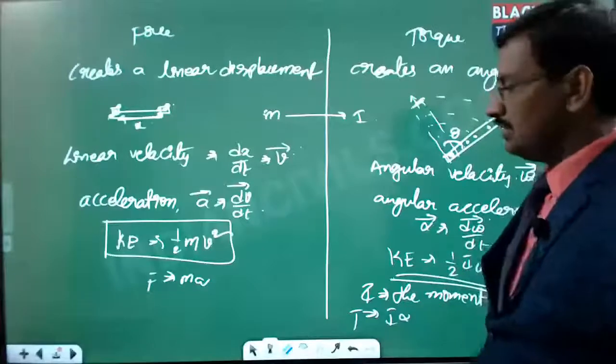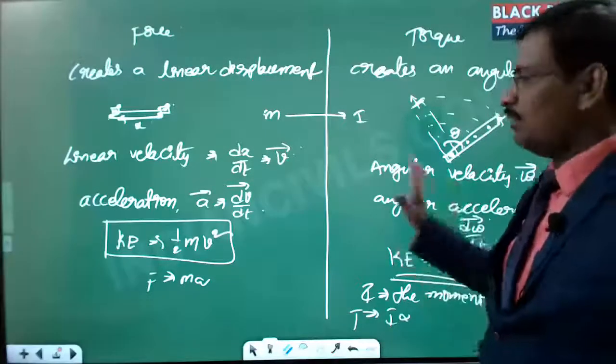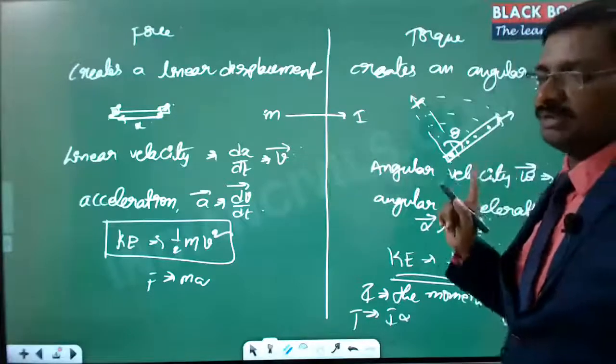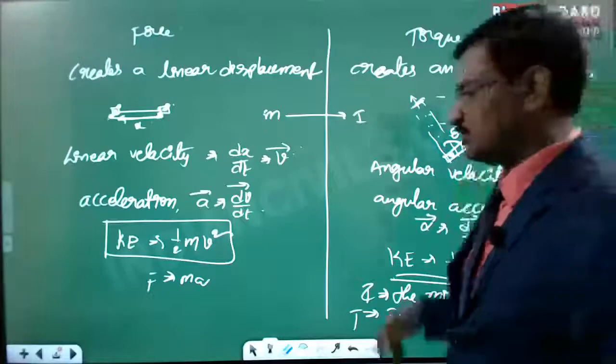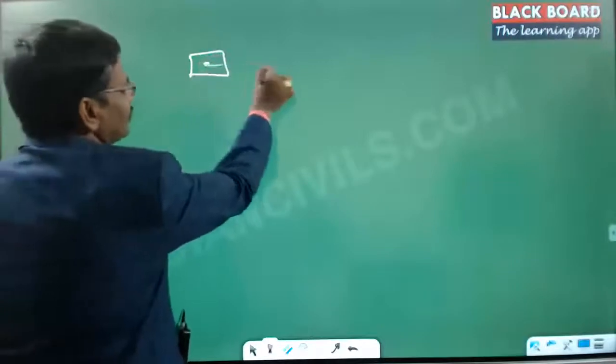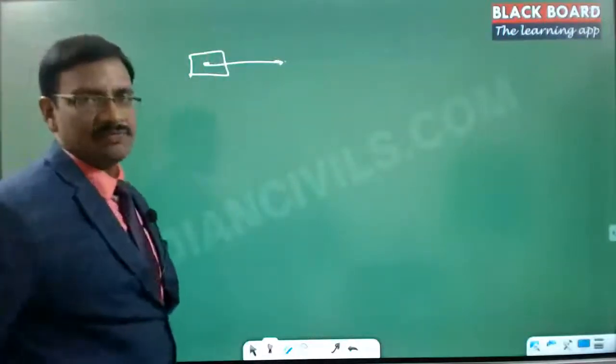So what is this? This moment of inertia is defined just for the purpose of making these two exactly equivalent for the analysis purpose. Only for that purpose we have defined the moment of inertia. But how to calculate the moment of inertia: that comes up when we want to calculate the kinetic energy. Suppose I have a particle like this, a block of mass, and it is moving like this. Now every particle will have the same velocity.